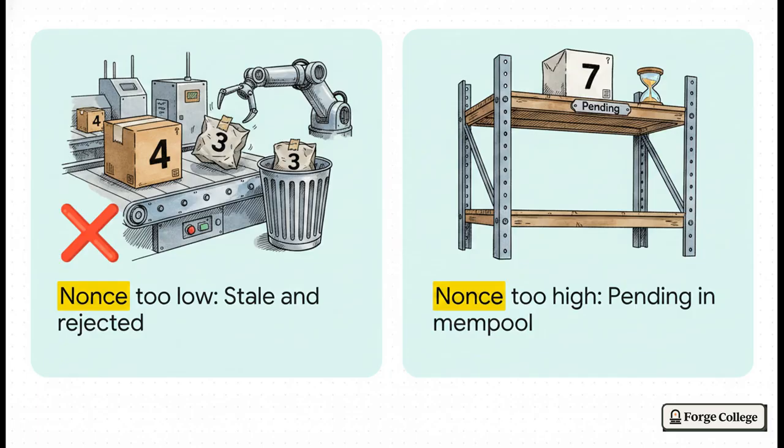If you try to send a package with nonce 3, it's too low. The node assumes this is a stale duplicate or maybe even a replay attack and just throws it right in the trash. But what if you send package number 7? It's too high. Instead of throwing it out, the node actually places it on a pending mempool shelf to just wait until packages 5 and 6 finally arrive.